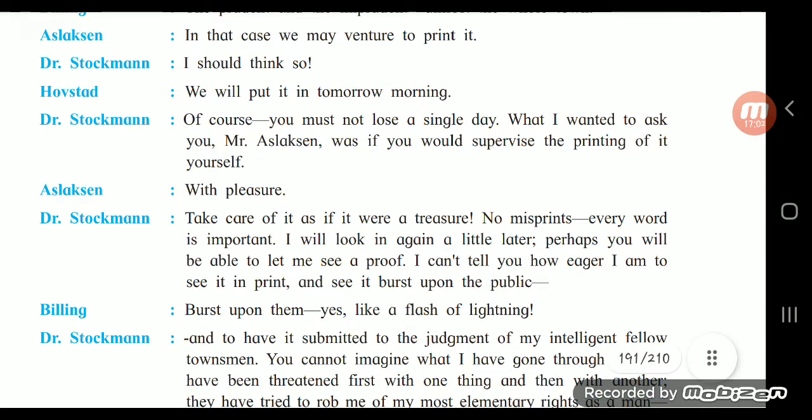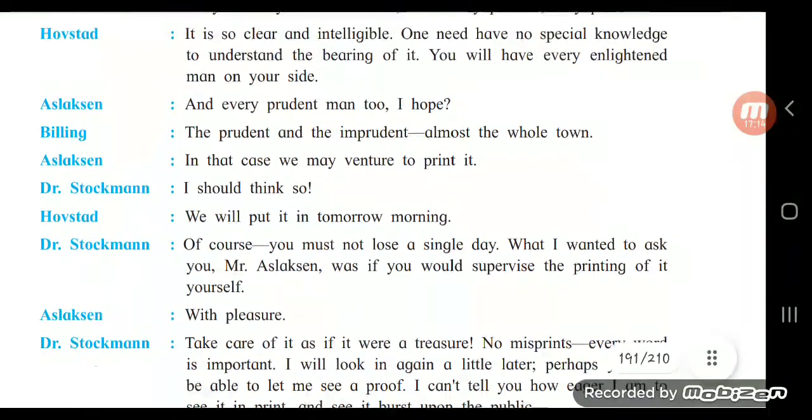And previously also he has said, of course you must not lose a single day. Okay. And he is giving the instruction there, coming to Aslaksen, that printer is also there. Okay.